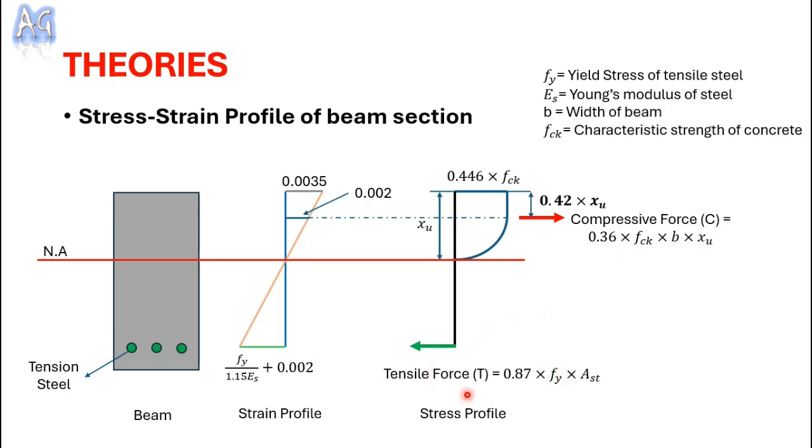And now if I want to calculate the total tensile force, we can calculate stress into area. So here 0.87 fy, this is the stress value. Here 0.87 is the partial safety factor, and if I just multiply by Ast, we will get the tensile force value. So these are the stress strain profiles of a beam section. Now I am moving to the next topic.